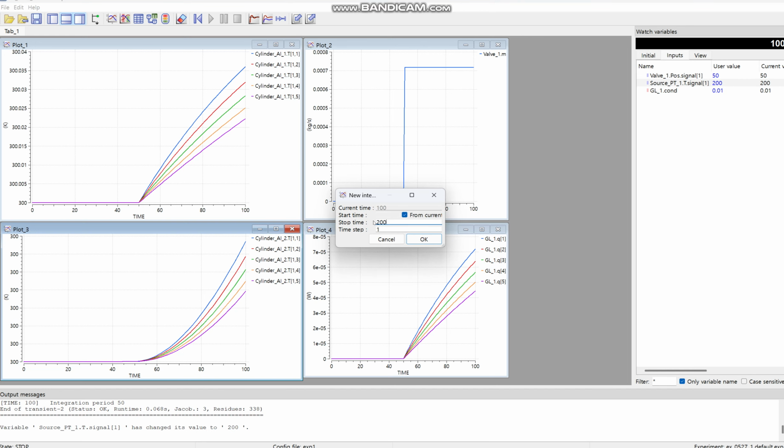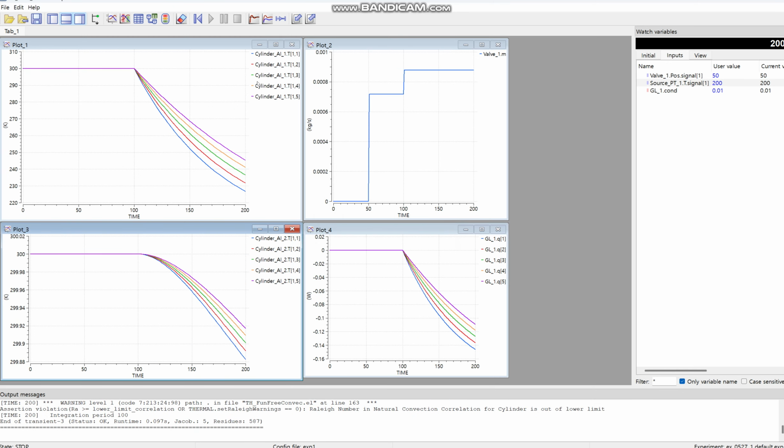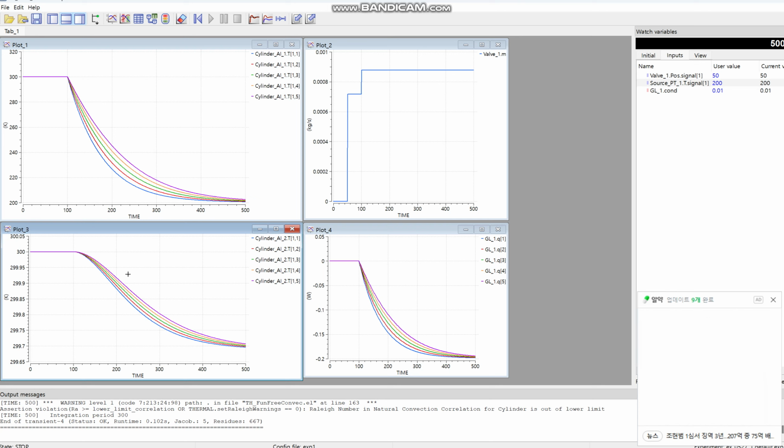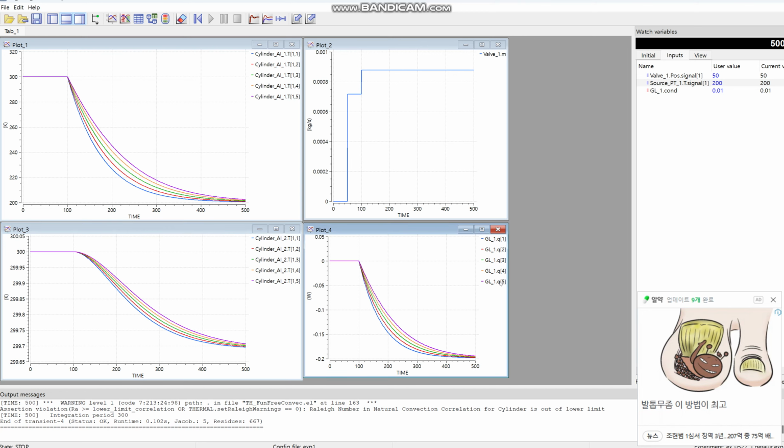The inner wall temperature is going down rapidly, right? Let's see more, at 500 seconds. The inner wall temperature has saturated at almost 200 Kelvin, and the outer wall temperature decreases a little bit, like 0.3 Kelvin. And also we can see the heat ingress in the GL node, in here.